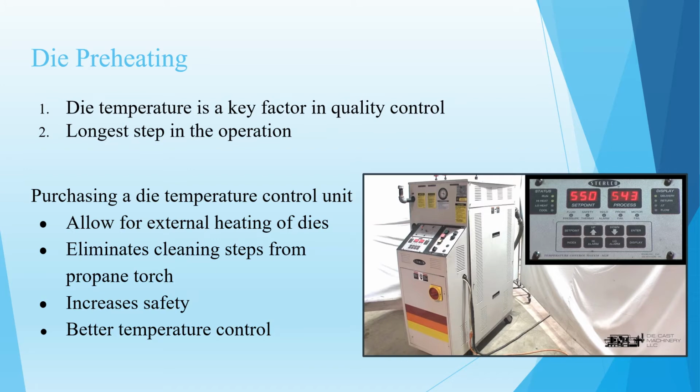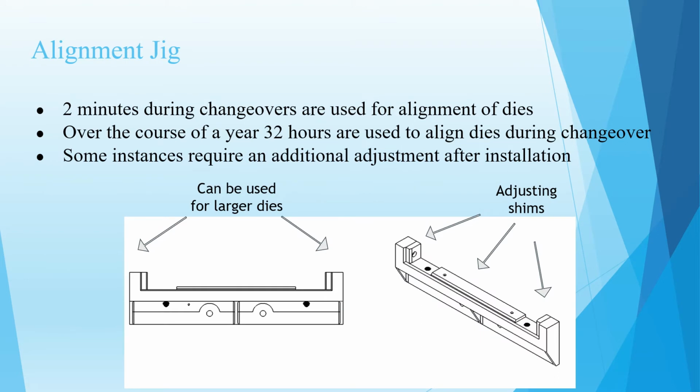During the mounting of dies, 2 minutes during every changeover are used for alignment, which equates to 32 hours annually. Occasionally, during test runs, the dies require an additional adjustment. A custom jig was designed to eliminate the need for alignment. Multiple size dies can be installed by simply adding the required shims.